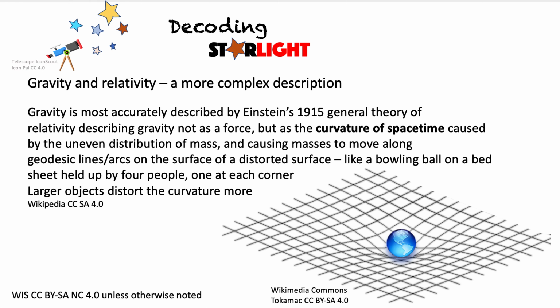But you can look deeper into the definition of gravity, curvature of space-time. So imagine a bedsheet that's held taut by 4 people at each of the corners. Put a bowling ball on it and it will distort what was a flat, tight sheet. And that's the start of looking at gravity and relativity.